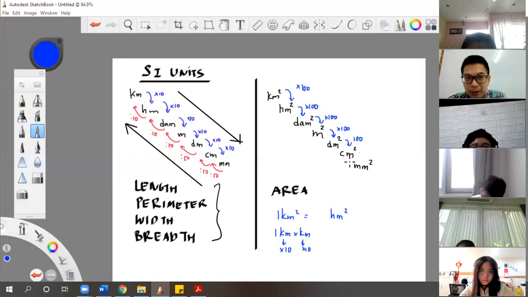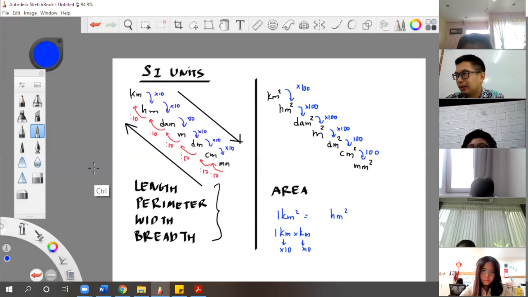Why? Because the unit is going down by 1, but it is a square unit. So times by 10 square. So I can just write 100. But some of them will be written as 10 square, so you don't get confused.